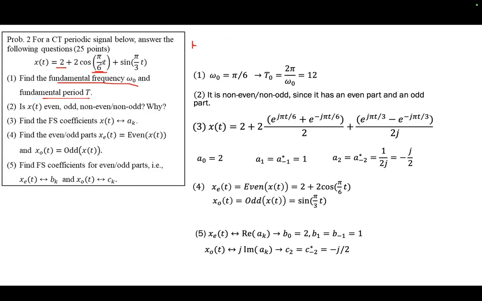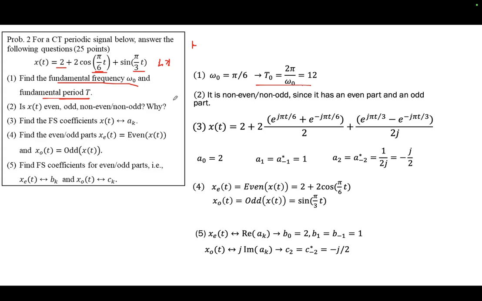But here you can see this one is pi over 6, and this one is pi over 6 multiplied by 2, am I right? So it has a common base. The fundamental period is usually the smallest common atom. So the fundamental frequency should be pi over 6, and then the period should be 2 pi over omega naught. It should be 12. That makes sense to you?